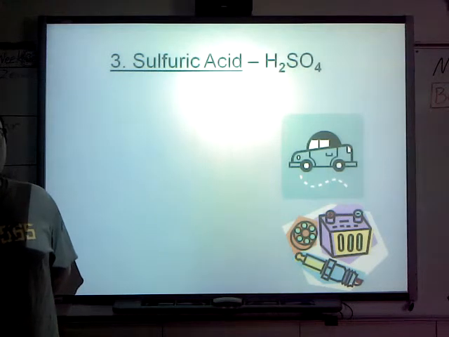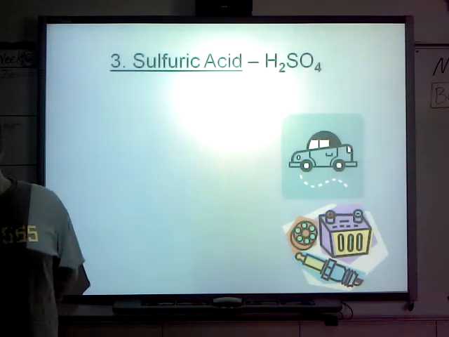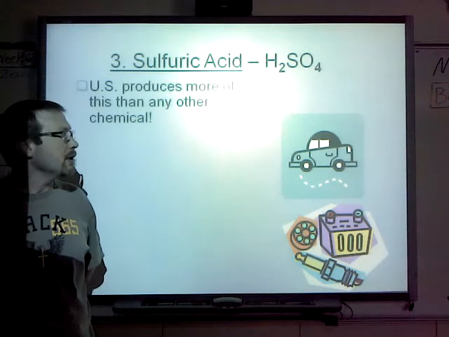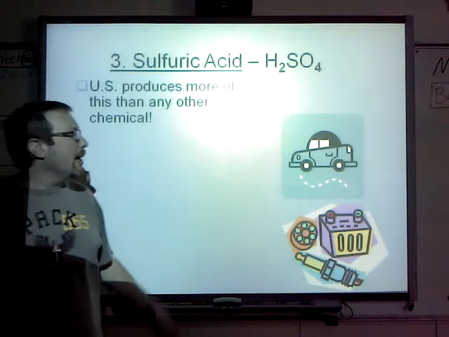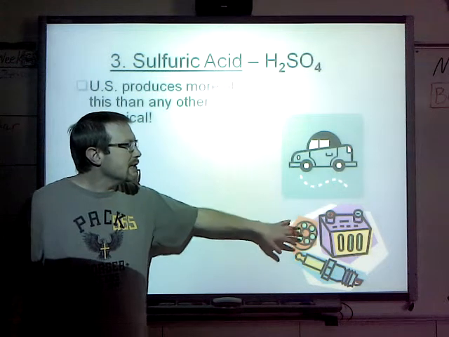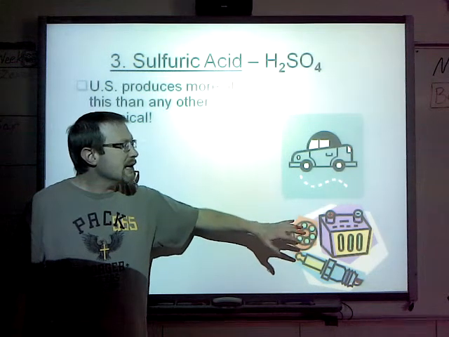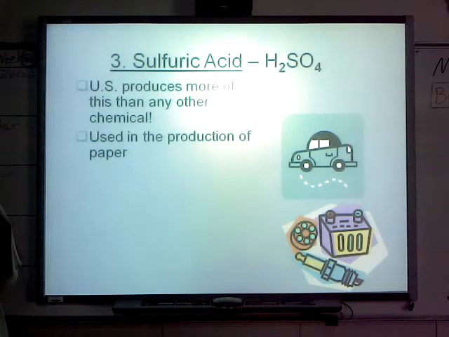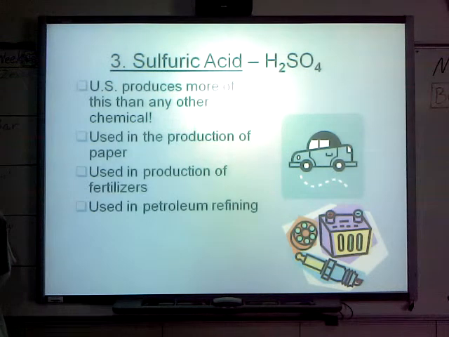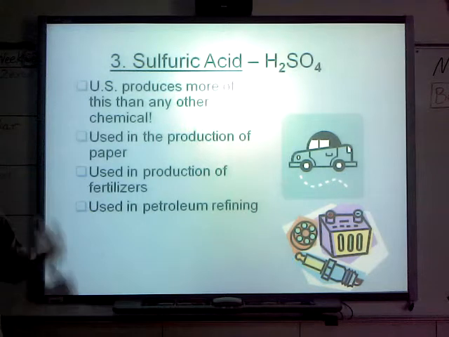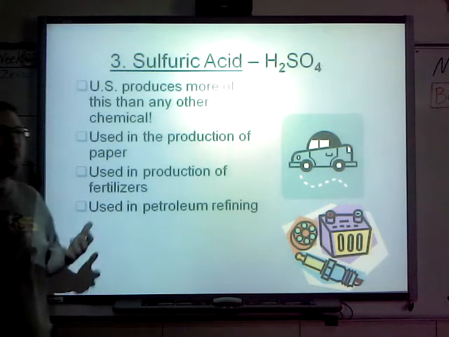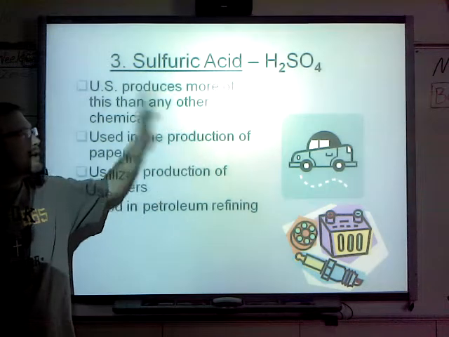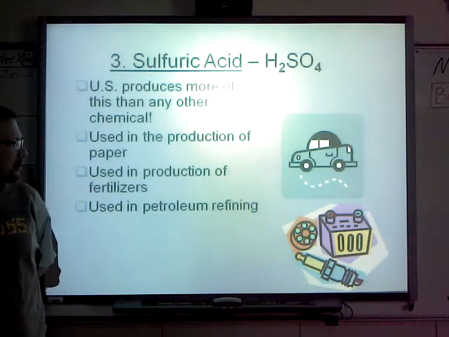Sulfuric acid, this is probably the most important chemical that's made in the civilized world, used in a wide range of things. You probably know it best because this is the kind of acid that's inside of car batteries. It's battery acid. It's used in making paper, it's used in making fertilizers, it's used as part of petroleum refining. Pretty much there's not any major industry that isn't touched in some way with sulfuric acid. It's a very, very useful chemical.